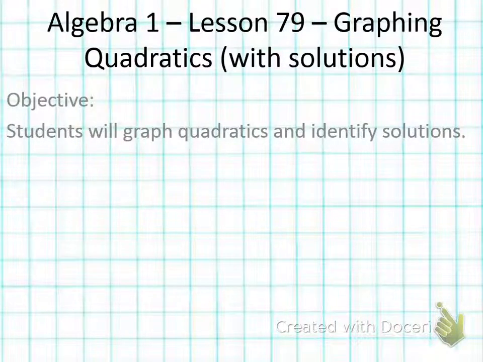Alright, this is lesson 79, graphing quadratics with solutions. We've done this before where we graphed. We're going to connect vertex form to what we've done before, so it'll be a little easier. And we're going to connect even the quadratic formula and the discriminant to what we've done. So it's all going to start coming together now, all these different things.